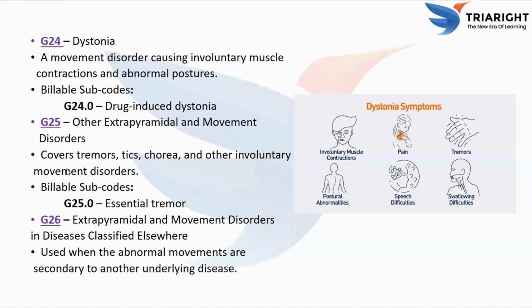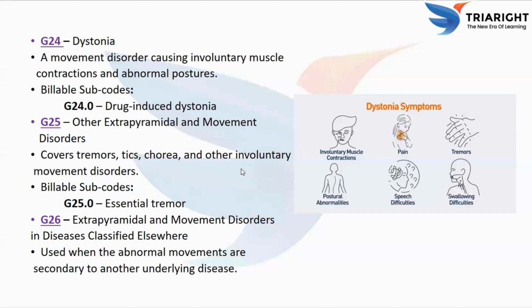So next, G25. What does G25 include? It includes other extrapyramidal and movement disorders. So what are the other involuntary movement disorders? They may be tremors, tremor is nothing but a shake. They may be tics. Chorea, chorea means a jerky dance-like movement, and also other involuntary movement disorders. They also include myoclonus, such as sudden jerks.